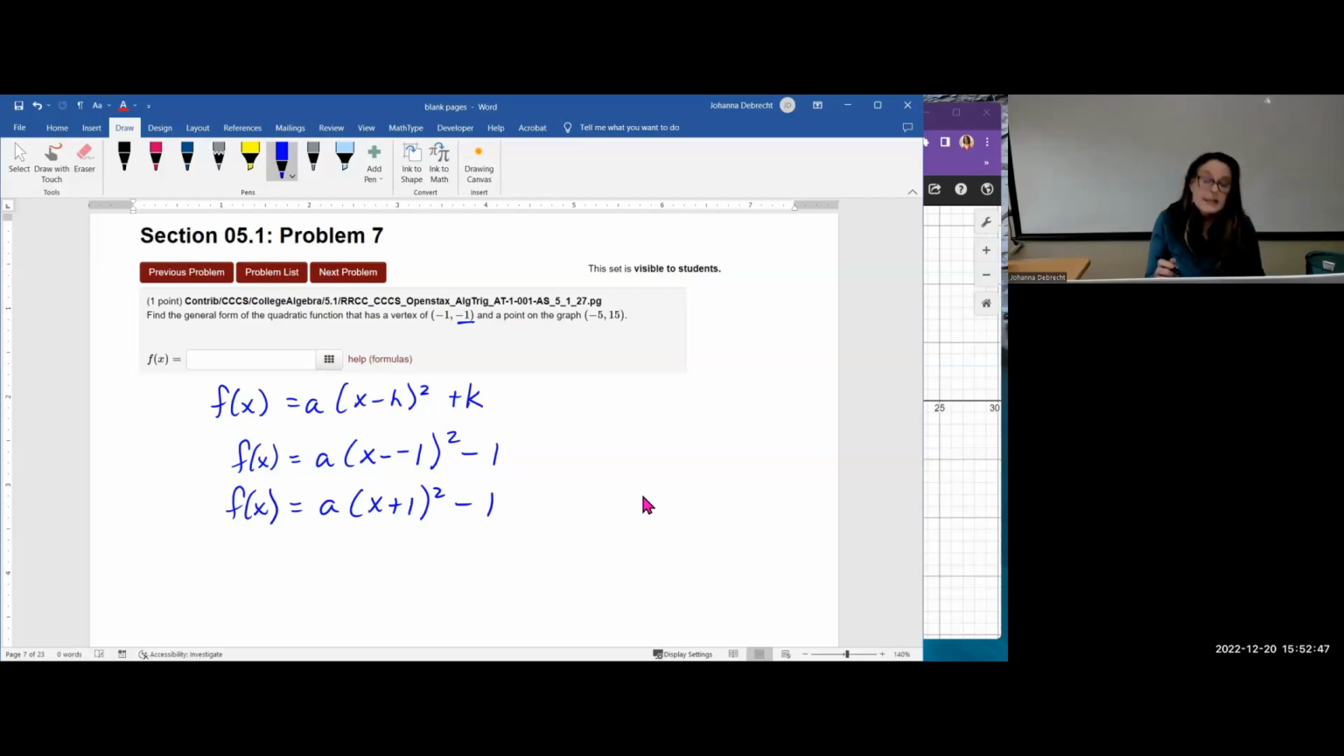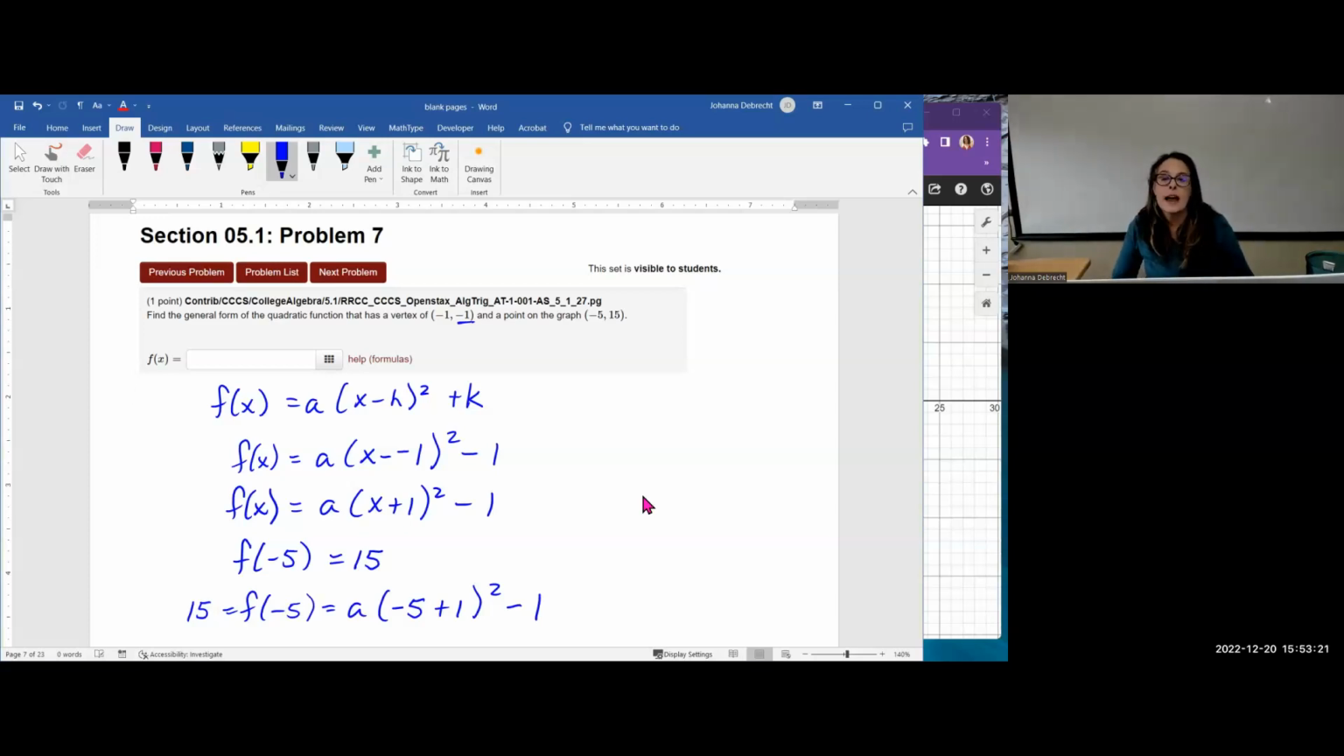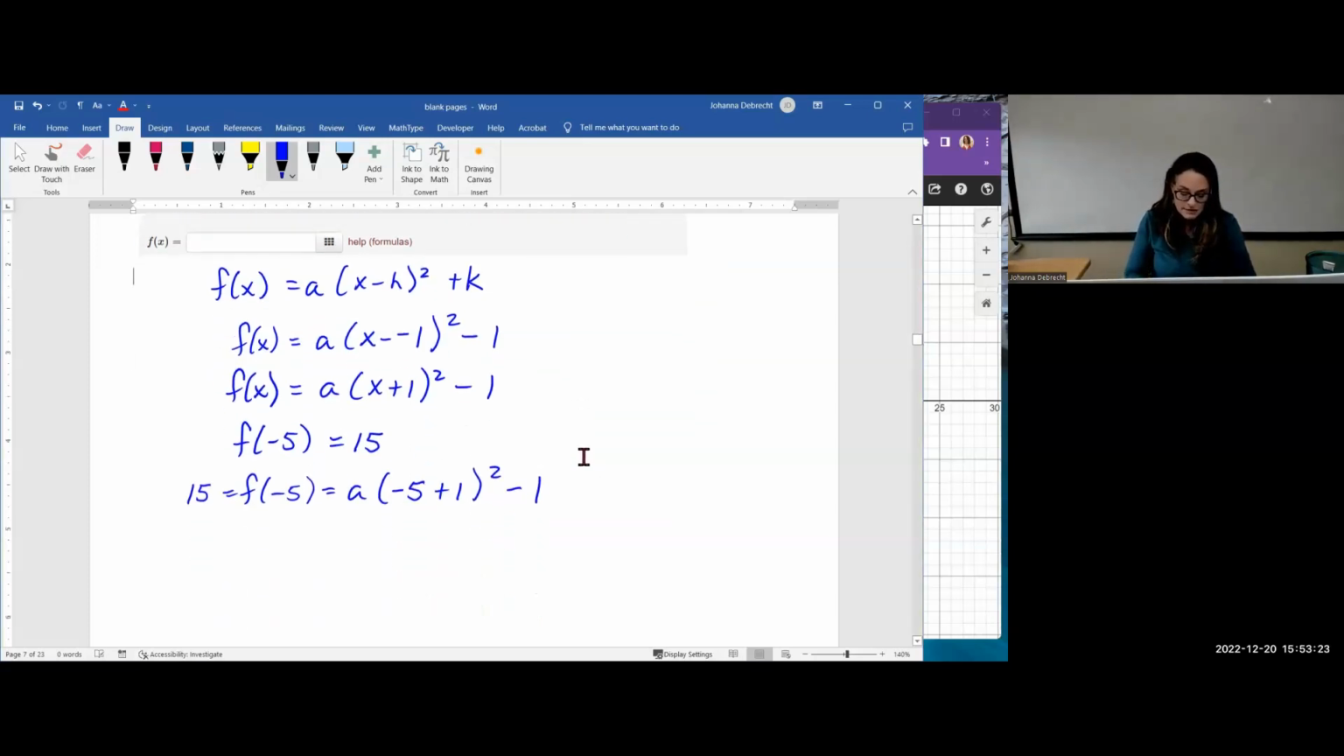Now, that's all great, except I don't have a. What I do have is a point that's on the parabola, which means when I plug it in, it must create a true statement. So I know that f of -5 has to give me 15. So if this is 15 when I plug in -5, then over here I should be able to replace x with -5, plus 1, squared, minus 1. And that would give me everything except a. And then I can solve for a.